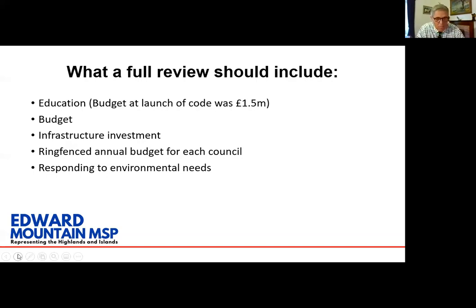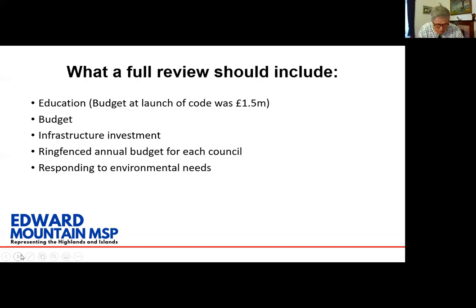I think there should be an improved budget. Don't forget, the original budget for launching the code was 1.5 million. We've never seen that sort of money spent again. So let's get the code reviewed. Let's improve a budget for raising adult awareness. I think there needs to be a huge amount of infrastructure investment, restoring the old infrastructure that's been allowed to collapse in the last 15 years that the access has increased.